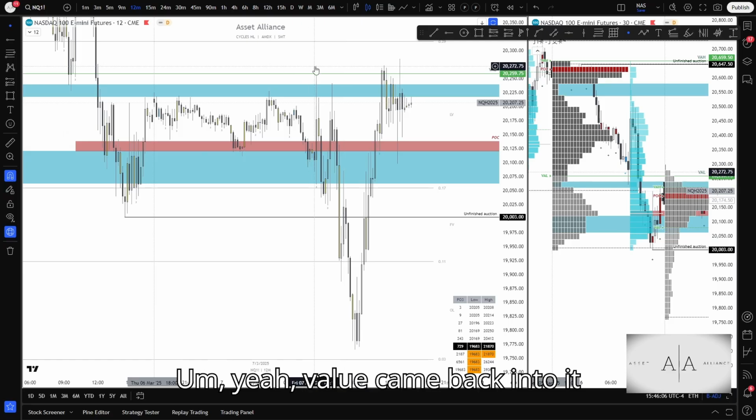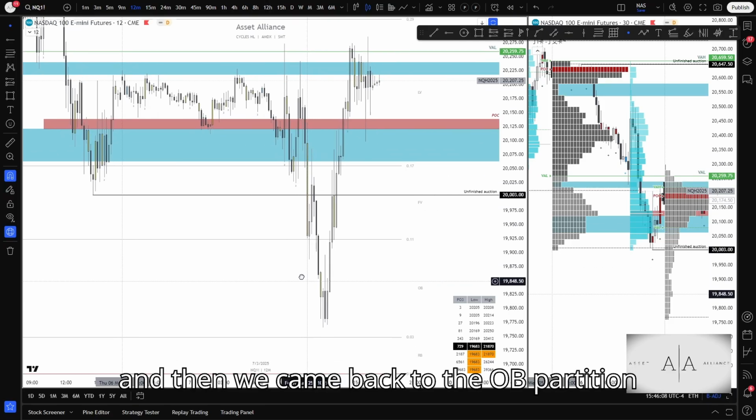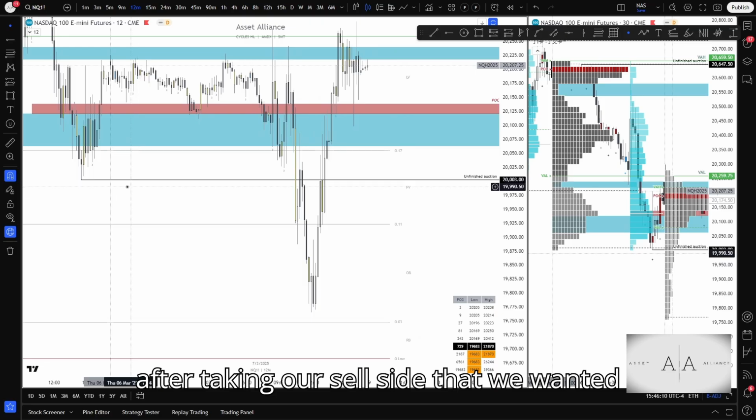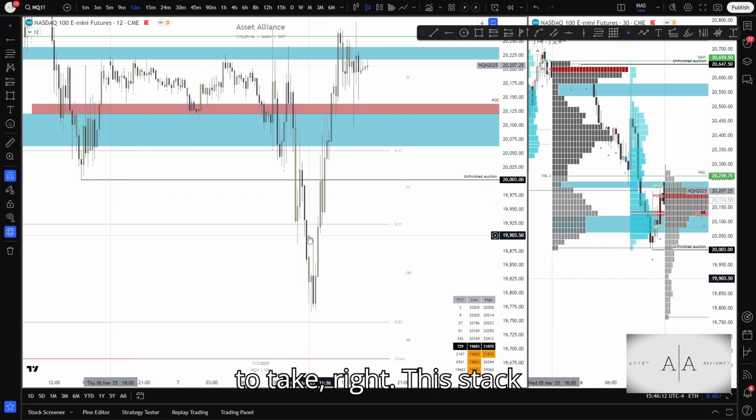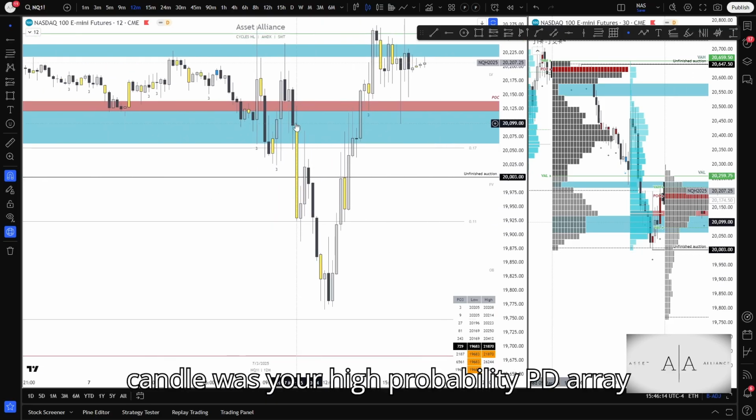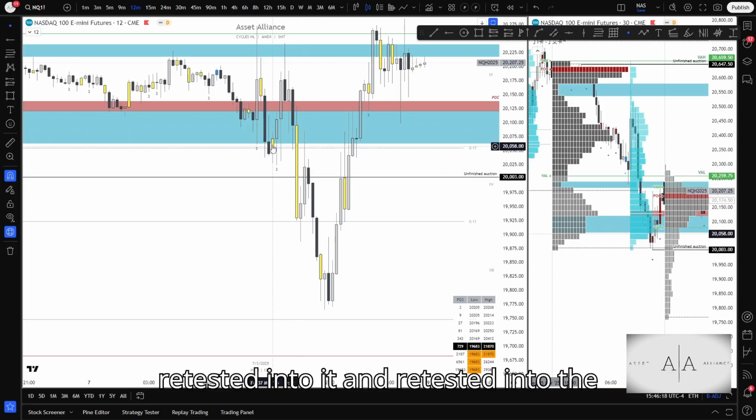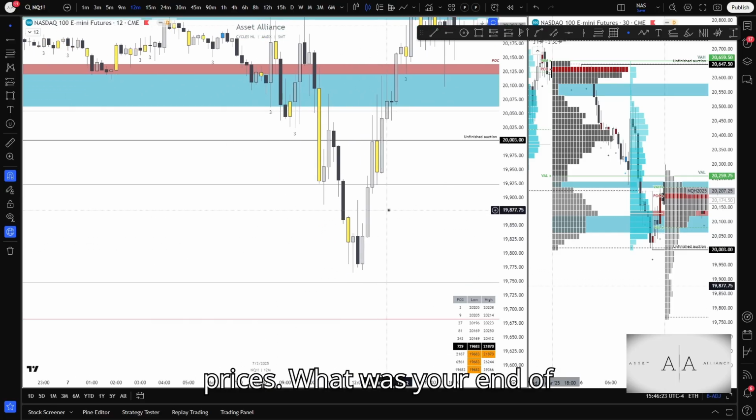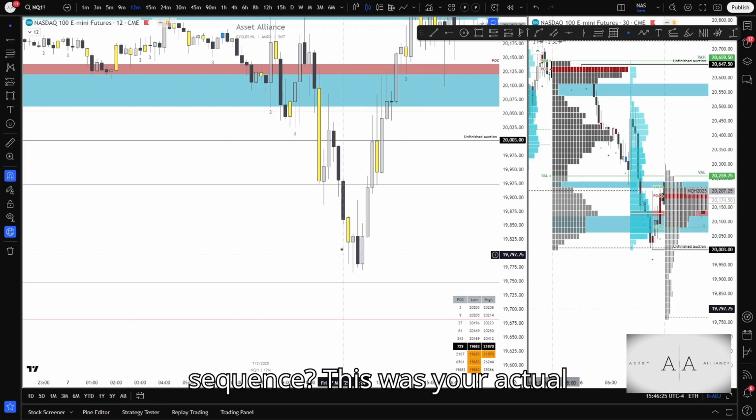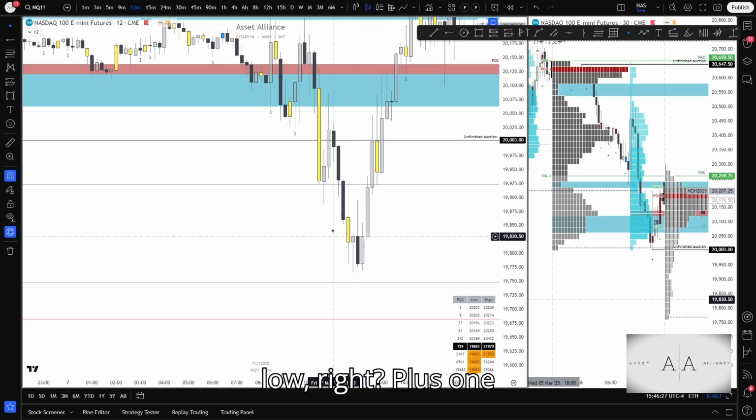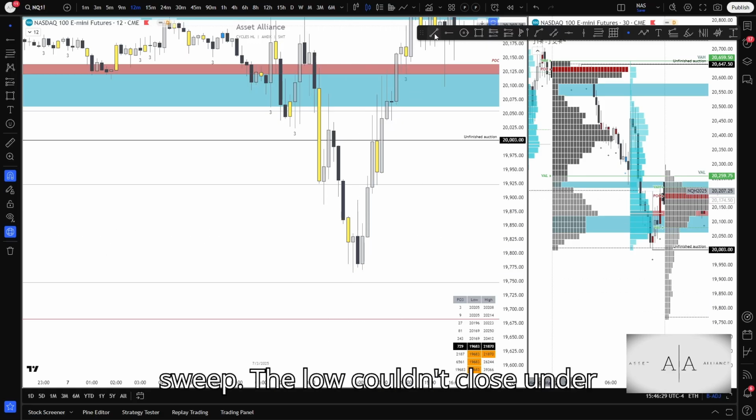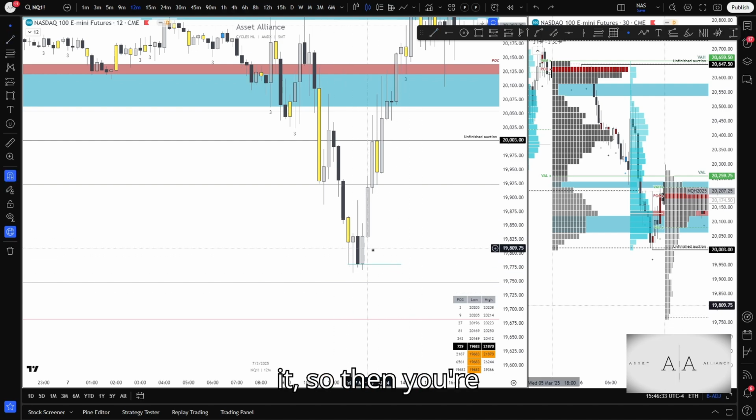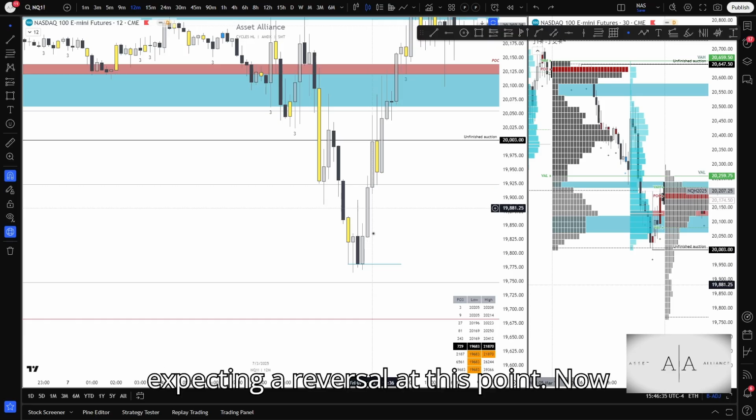Yeah, value area low, came back into it, and then we came back to the OB partition after taking our sell side that we wanted to take, right? This stack candle was your high probability PD array, retested into it and retested into the previous stack candle also, but then lower prices. What was your end of sequence? This was your actual low, right?